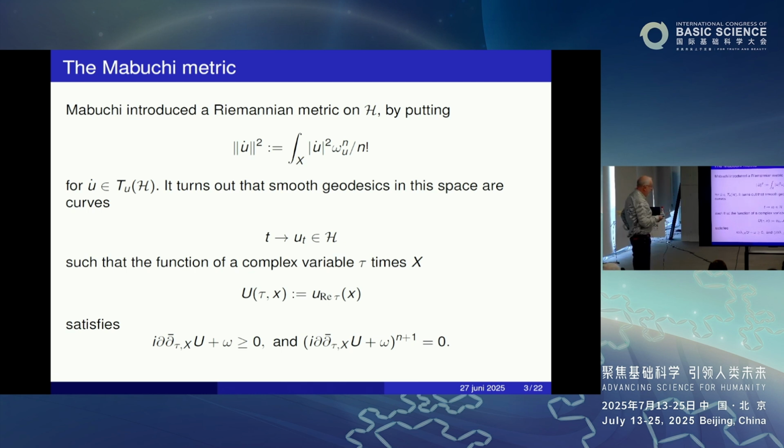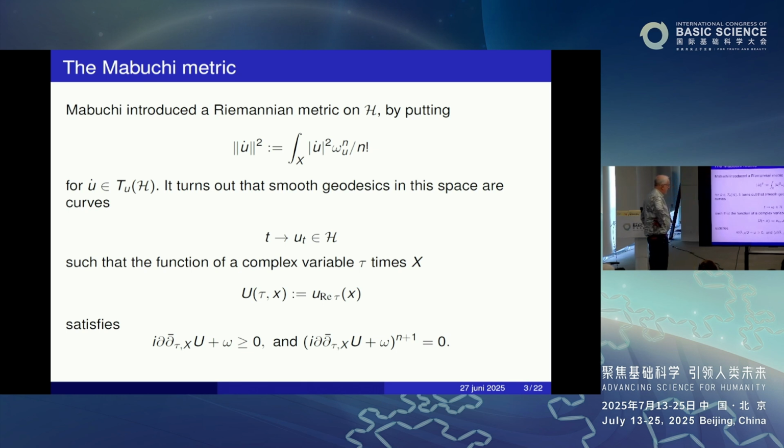Now, you can define geodesics in this space in the standard way of differential geometry. And it's a well-known fact, I think due to Semmes and Donaldson, that you can describe them in a way that involves the complex Monge-Ampère equation. So first, it is a real curve. t is a real variable. You map it into u_t that lies in H. It's a curve of functions.